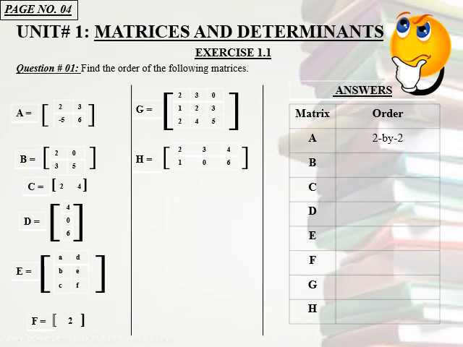Now I want you to think the answer of matrix B. Think. Okay, the order of matrix B is also 2 by 2. If your answer was 2 by 2, then it's correct. I hope you can do rest of the parts of this question by yourself.